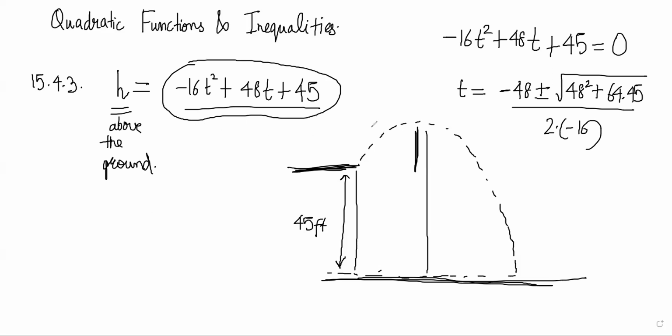Why is the maximum coming at negative b over 2a? Because that is the line of symmetry of the quadratic. Why is that? Because the average of the two roots of the quadratic is going to be negative b over 2a, meaning that it's like the center line.